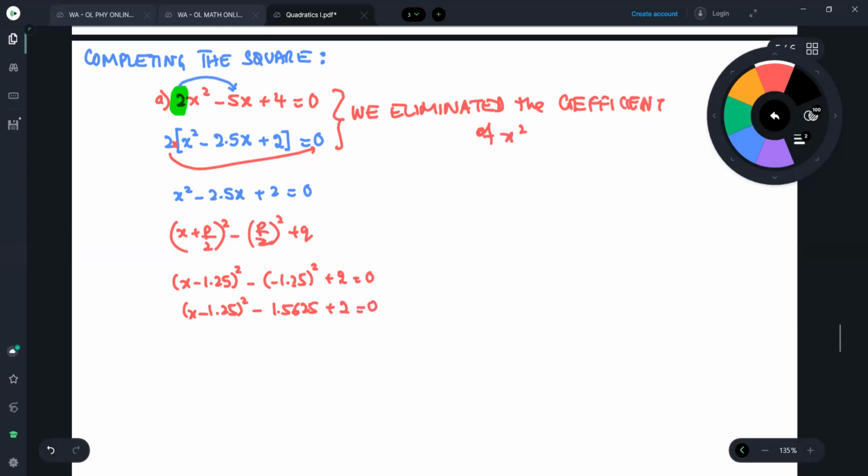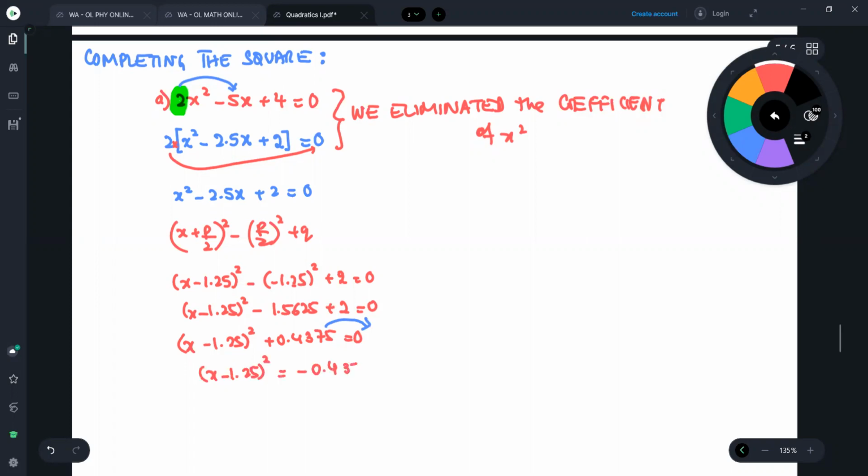Now, you're going to remember, you're not going to round off your working, you're going to round off your answer. So you get to the answer and then round off, okay? So it's minus 1.5625 plus 2. That is 0.4375, yes or no? x minus 1.25 whole square plus 0.4375. Now, you're going to pay attention. If I take plus 0.4375 to that side, it becomes minus 0.4375. It's going to be x minus 1.25 whole square.